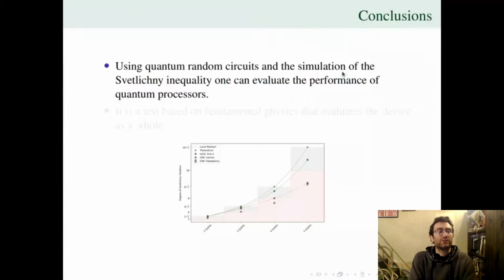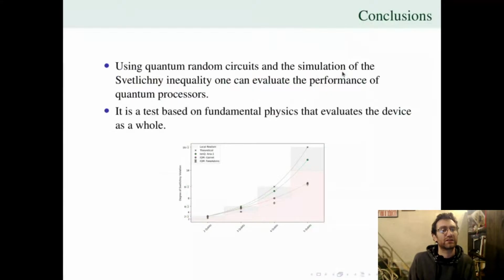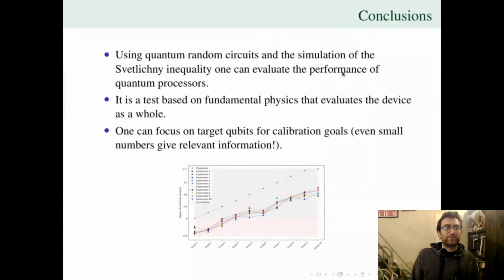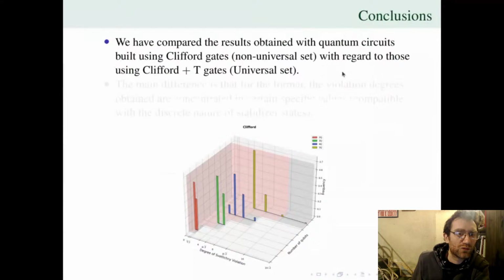So, using quantum random circuits and the simulation of the inequality, one can evaluate the performance of quantum processors, and it is a test based on fundamental physics that evaluates the device as a whole. But it could not be the device, just a family of qubits. And one can focus on target qubits for calibration goals. And so one of the messages here is that even performing these tests on a small number of qubits gives relevant information about how the computer is working.